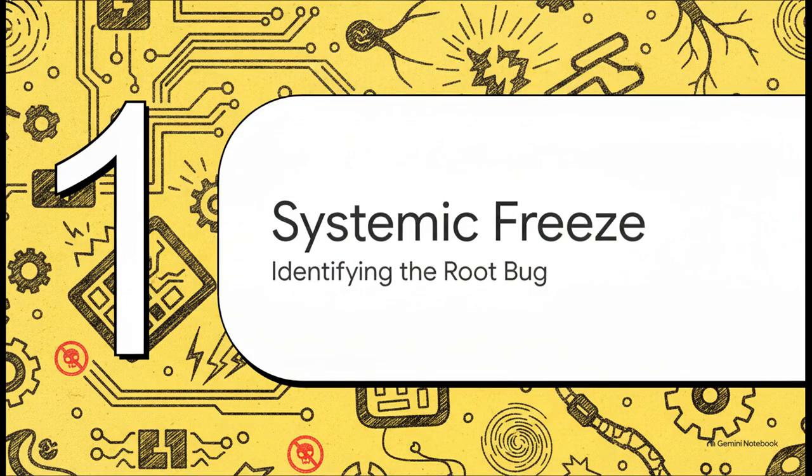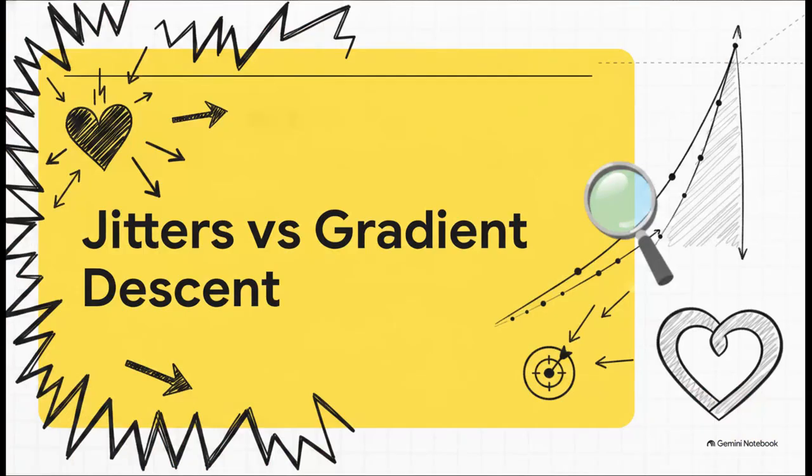All right, part 1. Diagnosing the systemic freeze and identifying the root bug. The framework kicks off by identifying exactly what happens when a highly sensitive system crashes. It brilliantly contrasts jitters with gradient descent. Now, in computing, jitters are those chaotic de-optimization loops and massive latency spikes. Gradient descent, on the other hand, is the smooth, mathematical process of steadily moving toward a target while minimizing errors.